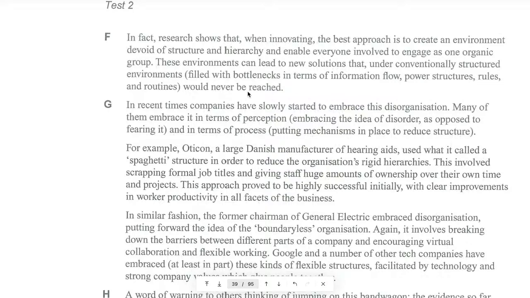Okay? These environments can lead to new solutions that under a conventionally structured environment, I mean, if we just use the old environments, we can never get those new solutions. But now with the new environments, we can do that. We can have it. Okay?